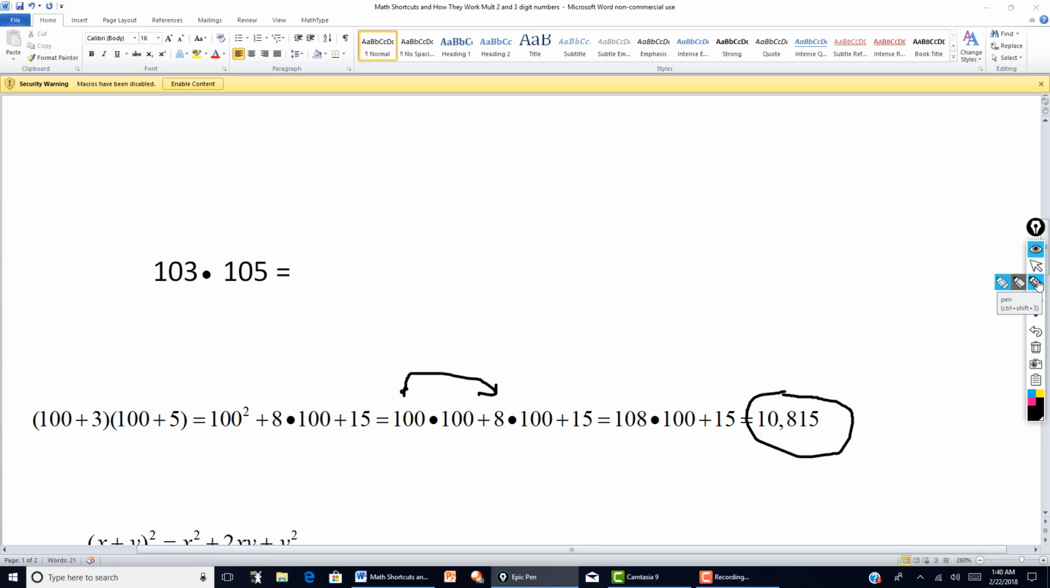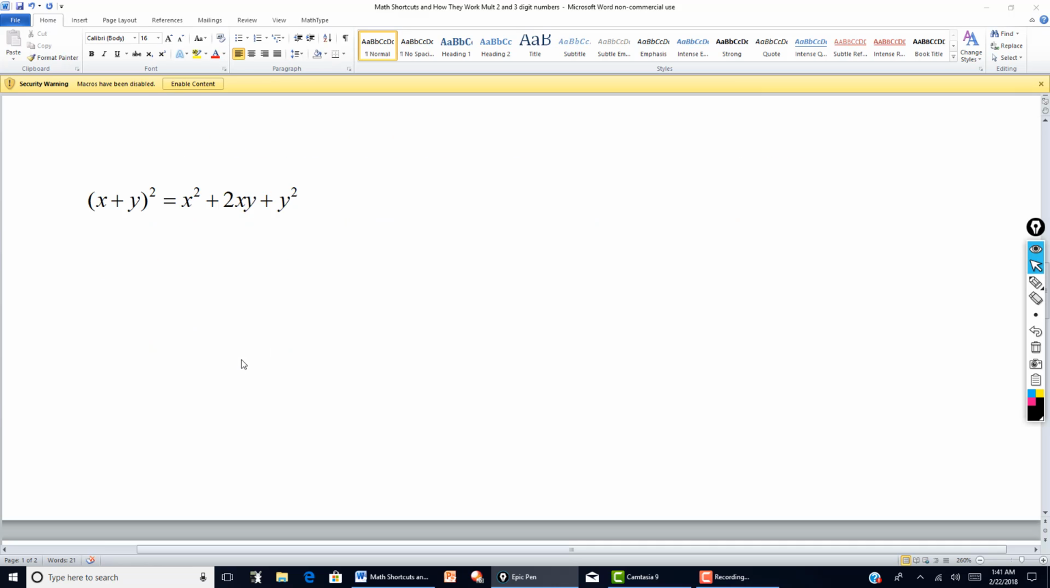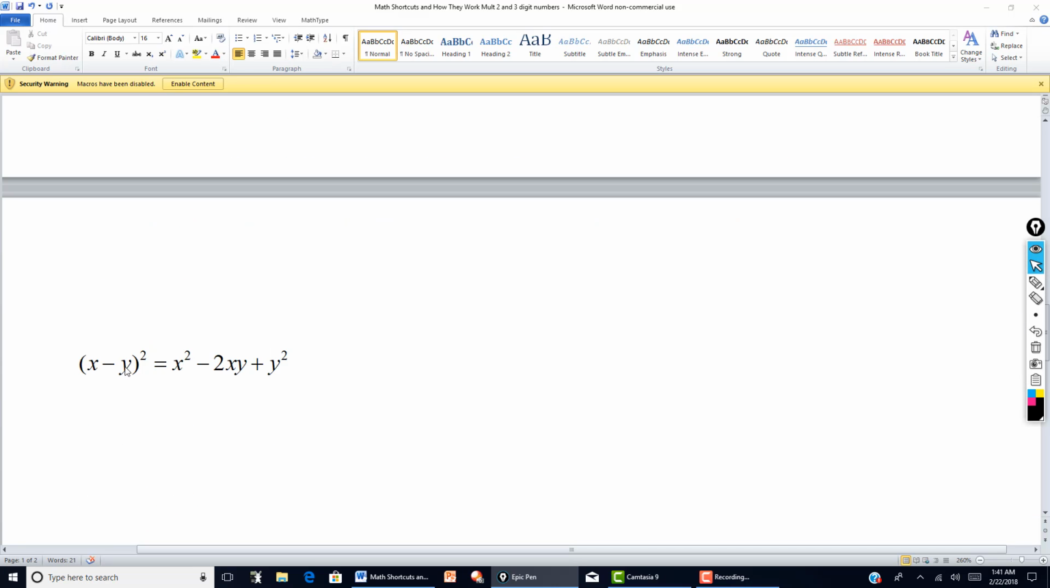So these are some shortcuts that you can impress some of your friends with, or just use in your normal studies. I do want to show you that these are the two formulas that I was using to show the results. x plus y squared, the square of a binomial, is x squared plus 2xy plus y squared. And if you have the difference of x and y squared, it's x squared minus 2xy plus y squared.